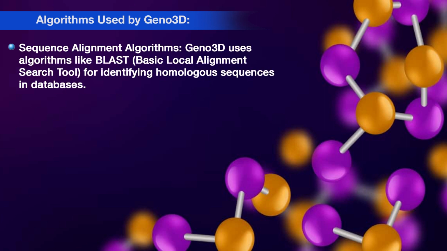Now, let us see algorithms used in Geno3D. Geno3D employs a combination of algorithms to perform its task effectively. So, there are different algorithms. These include: first, sequence alignment algorithm. Geno3D uses algorithms like BLAST. What is BLAST? Basic Local Alignment Search Tool. It helps in identifying homologous sequences in databases.